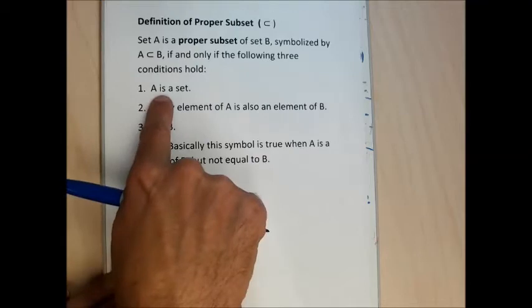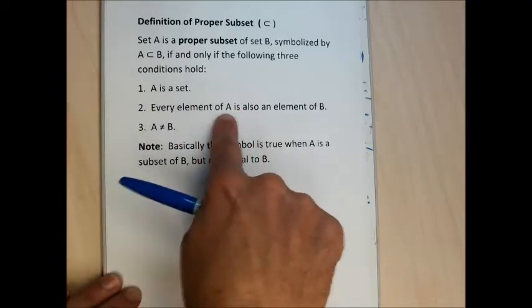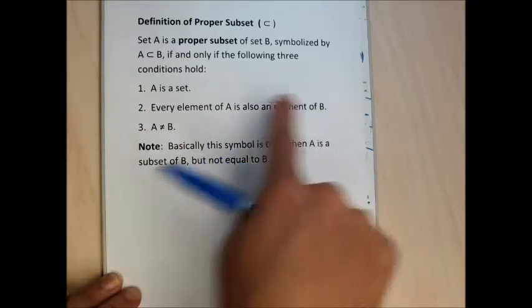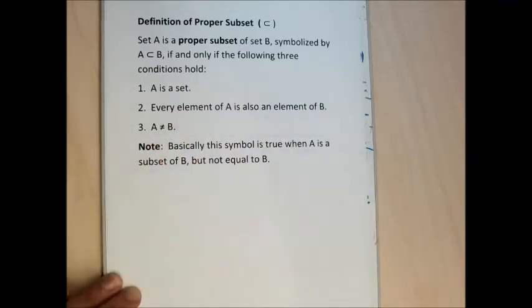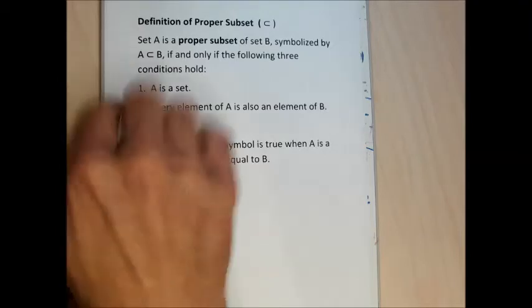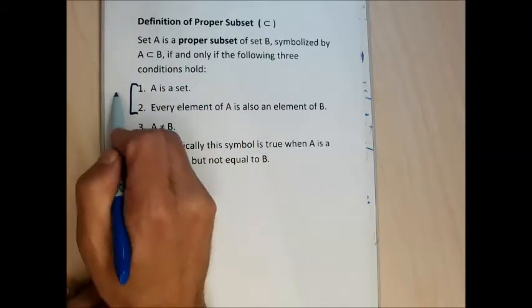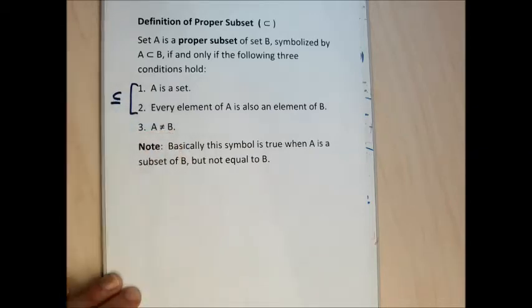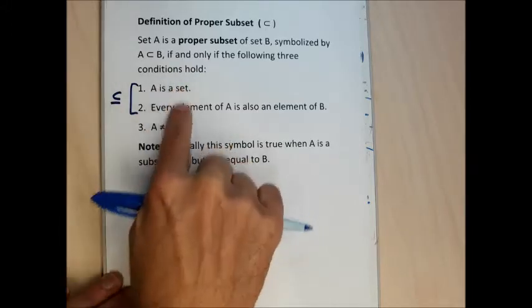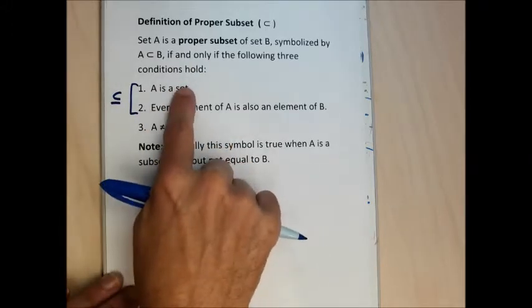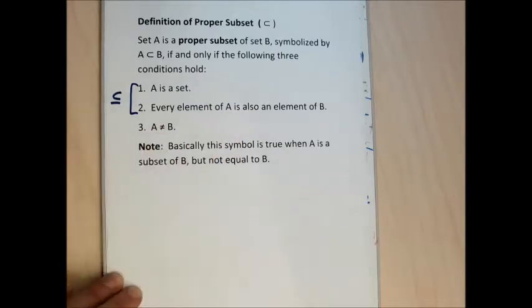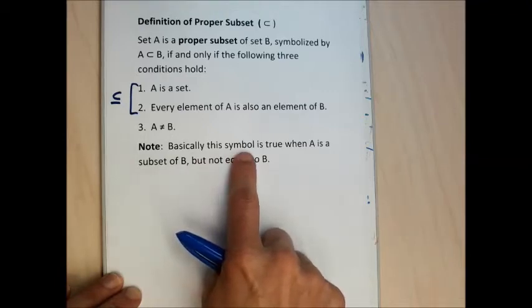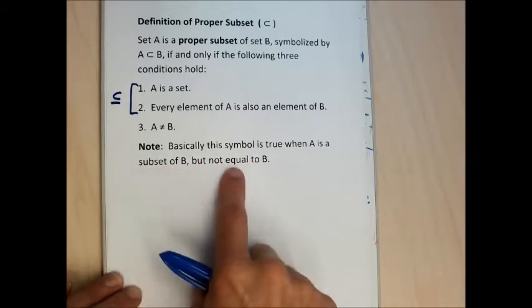A is a set, same condition. Every element of A is also in B, same second condition. I snuck on a third condition saying A can't be equal to B. If you satisfy the first two, you can be a subset, but you're not a proper subset. To be a proper subset, you have a third criteria. You have to be a set, A has to be contained in B, and then A can't be equal to B. So basically this symbol is true when A is a subset of B, but it's not equal to B.